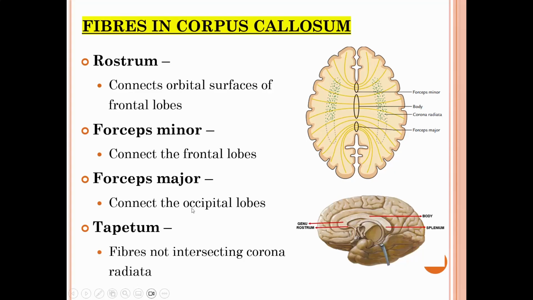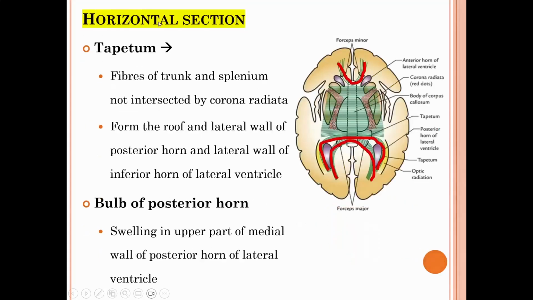Tapetum fibers are fibers of the corpus callosum which are not intersecting the corona radiata. What you are seeing here is the corona radiata, where the centripetal fibers from the cerebral cortex are converging and going into the internal capsule. Now when you see the horizontal section, tapetum is here. These are the fibers of tapetum which are not passing through the corona radiata.